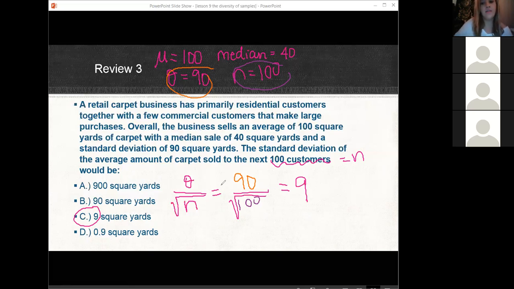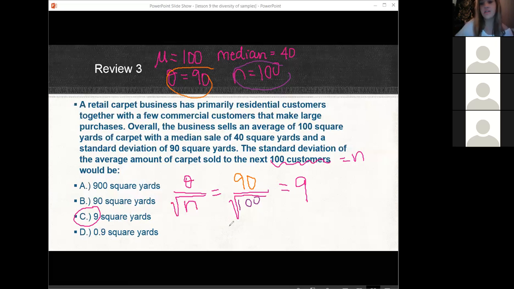And you can think of it in this way too. If you think of it logically, it says they have an average of 100 square yards, median of 40, standard deviation of 90. You wouldn't want it to be as small as 0.9, because the numbers they were using aren't necessarily conducive to such a small standard deviation. It seems like the spread will be a little bit bigger, but that's how you would find it.